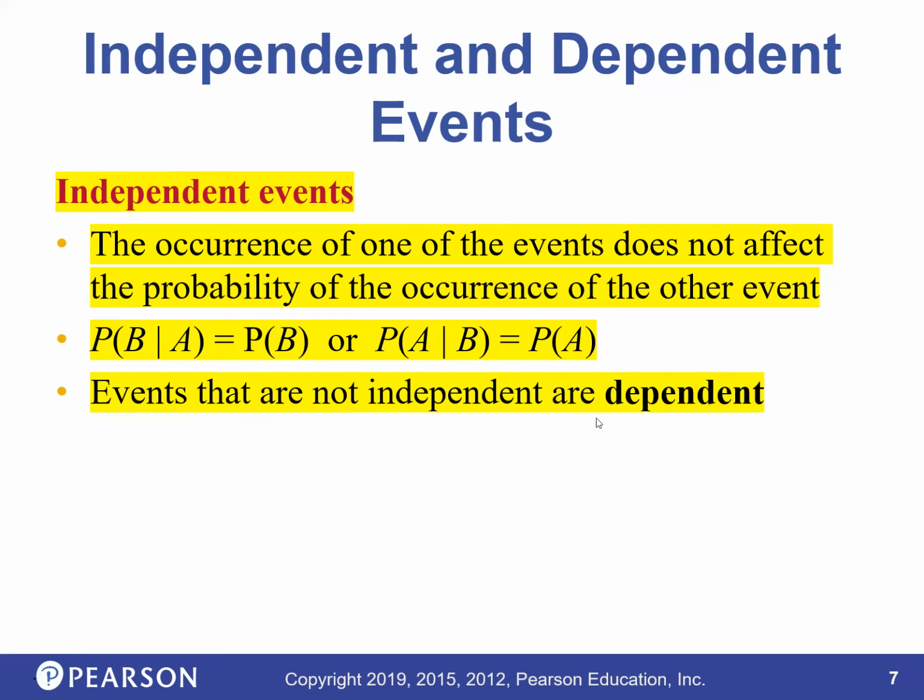we should write this down. Sorry, I forgot this one at the end here. Events that are not independent are going to be dependent. There's something affecting something else.